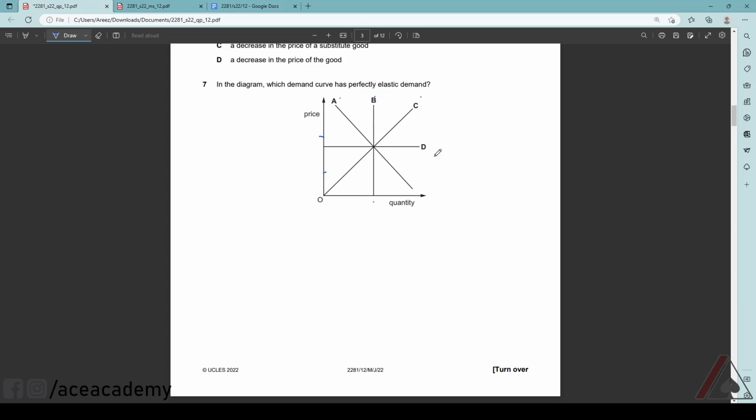All right, why does this make sense? Think about it. If price changed, the entirety of this curve would either shift upwards or downwards. If price increased, then the entirety of this curve would shift outward, making demand very responsive to a change in price, making it perfectly elastic demand. All right, so that is your answer.